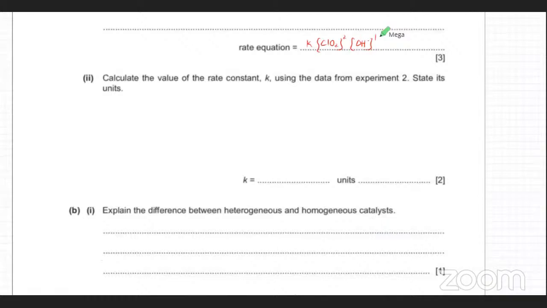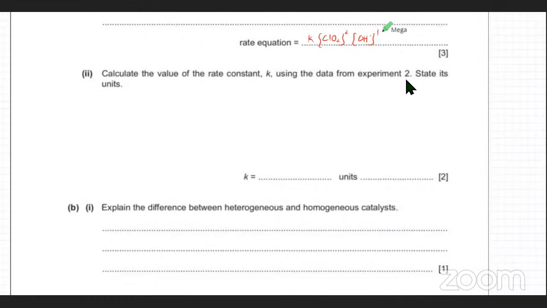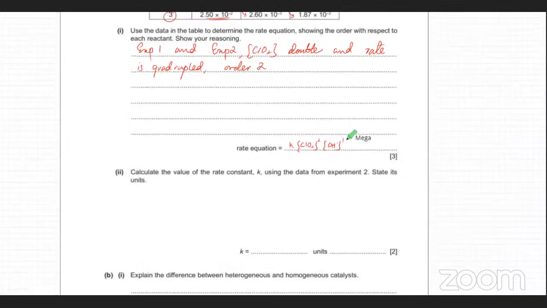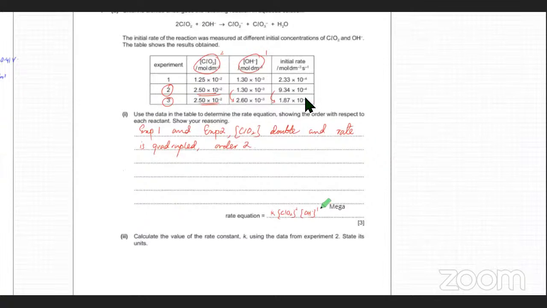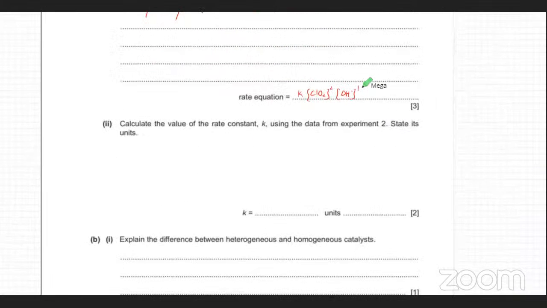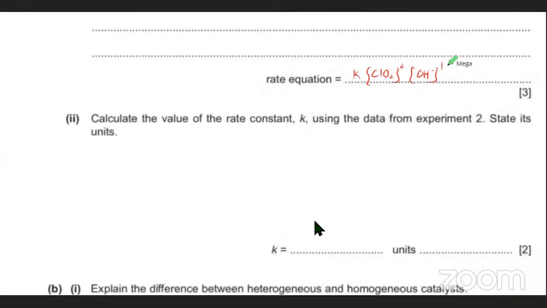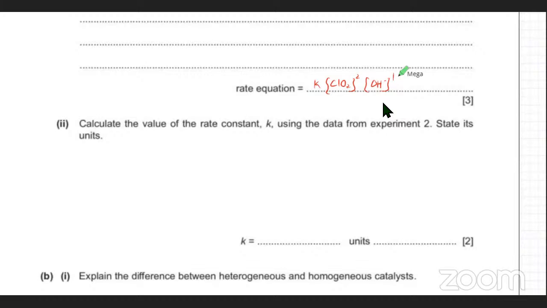Then you have to calculate the value of the rate constant K using the data from experiment 2. So you can do that. You can just start plugging in values from the rate value and the concentration values, and you can find the value of K. We can try and find the units. What would be the units? This is equal to rate, so that's going to be our rate equation. So it's mole per dm cube per second, so that's x s minus 1.